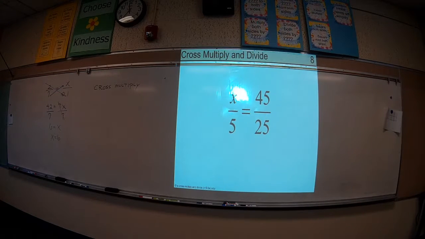Okay, let's see what happened with yours. Good. 25x. Look at this. 225 divided by 25. Check that. I don't think it's 45. Something happened. Good, good.